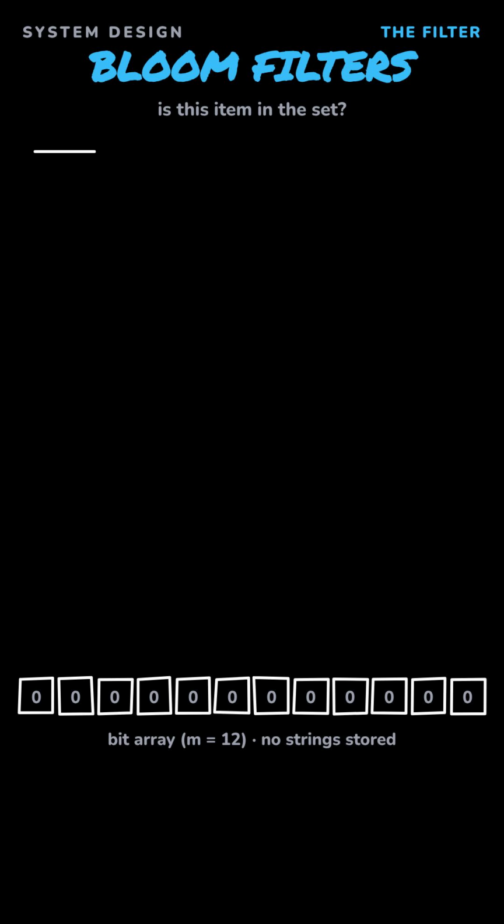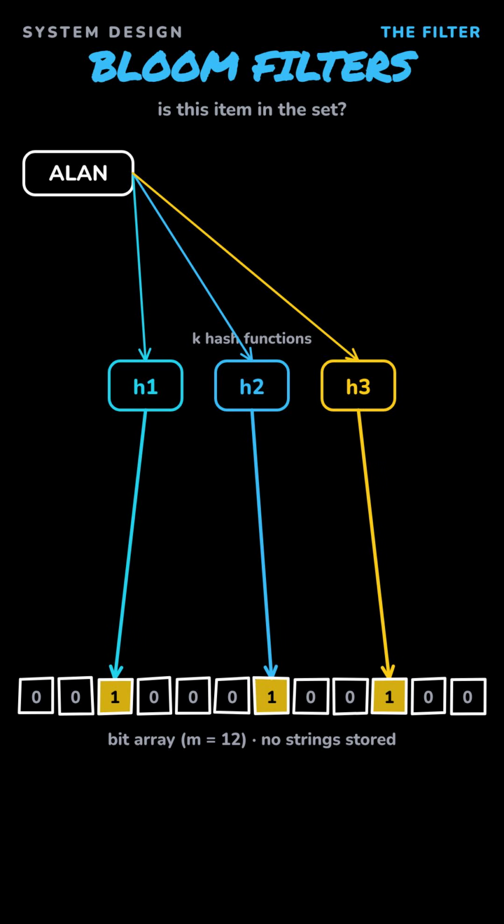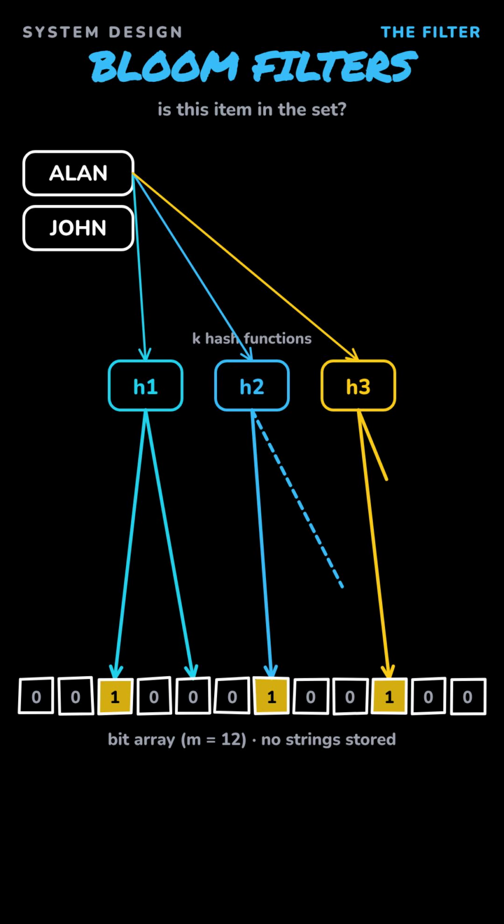To add an item, we run it through a few independent hash functions. Each hash function spits out an index into our bit row, and at each of those positions, we flip the bit to 1. So adding one item lights up several bits across the row. Add a second item, and it lights up its own set of bits. We never store the original strings at all, just these flipped bits.